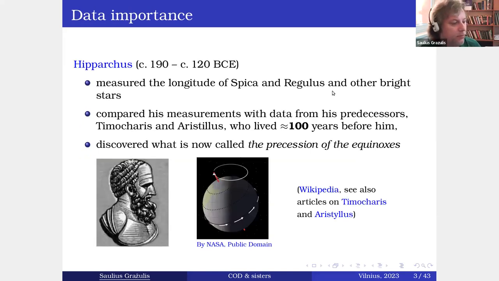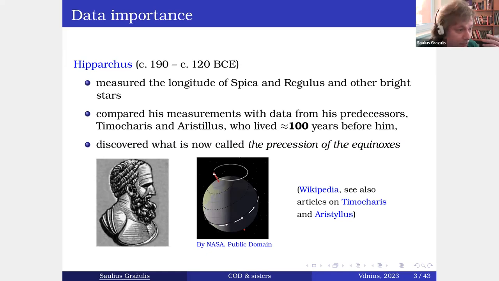So let's start with the first topic, and I would like to start from a bit broader perspective and farther distance. Data have been important as far back as in ancient Greece, and for me, a very impressive use of data and measurements were those of Hipparchus in the second century before the current era, where he measured culmination times of several bright stars and compared these measurements with those done by his predecessors. And his predecessors lived something like 100 years earlier.